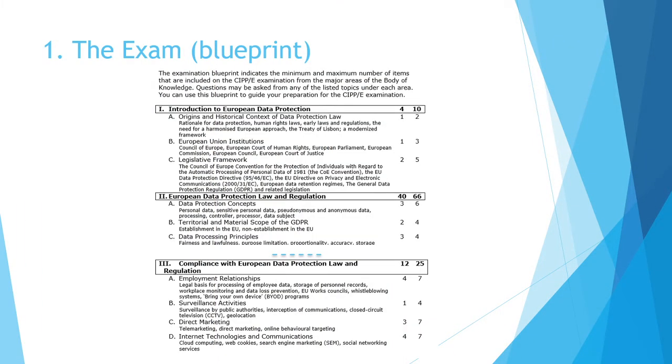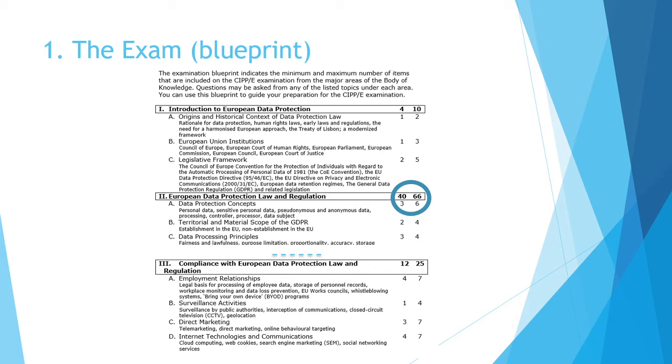A good starting point is the official examination blueprint of the IAPP. You can see that here. Here you can see what each part of the exam consists of. You can also see how many questions are asked at a minimum and at most about a certain subject. Not all components weigh equally in the exam. What stands out? Part 2 is by far the most important part. This part concerns the GDPR, and 40 to 66 questions are asked about it. Out of a total of 90, this is therefore between 44% and 73%.